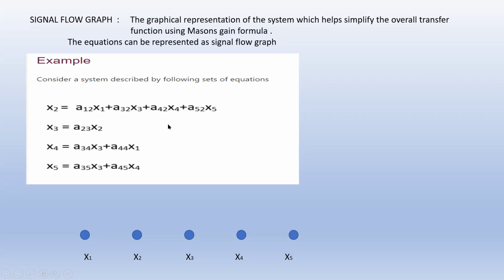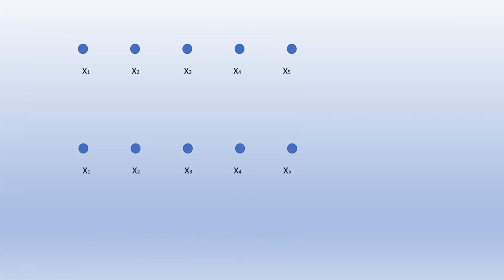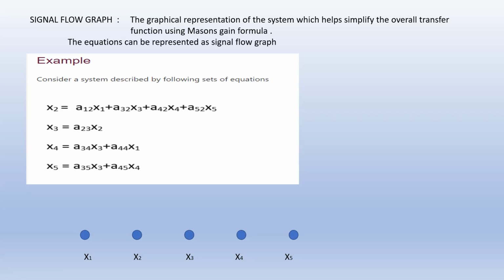First we observe how many variables there are in our set of equations. We have five variables, which are x1, x2, x3, x4 and x5, across the four equations. So we make nodes representing the variables at each point. So what do we do next? By analyzing these equations, we can construct the signal flow graph. We have the first equation, which is x2 equal to a12 x1.